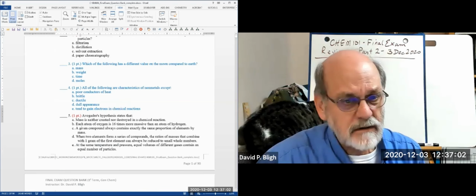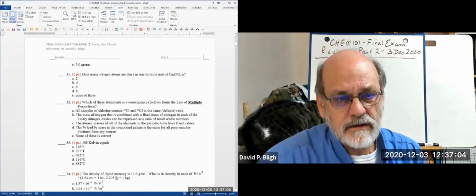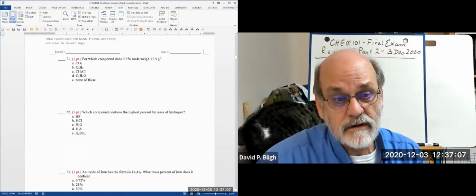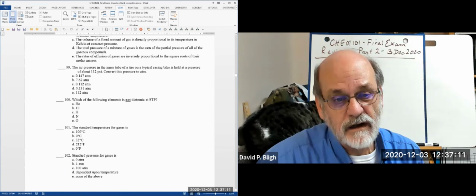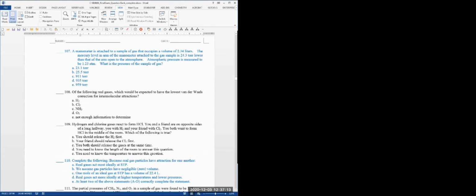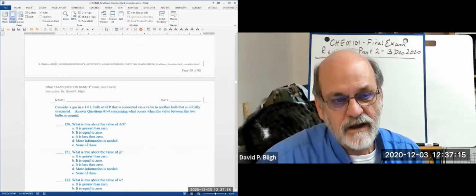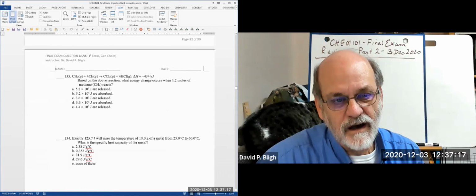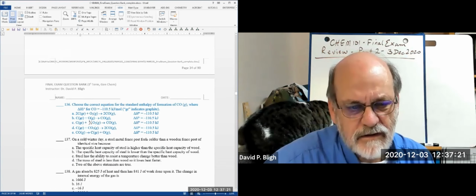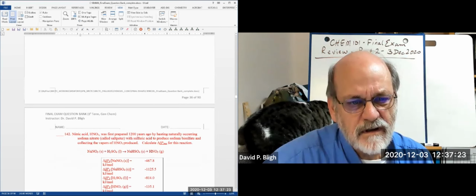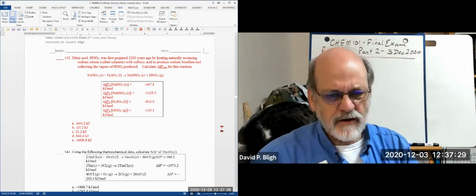Now, let's see. I marked my place in red, I believe. Just need to find it. I think it was like 138 or something like that. Okay. $136. There it is. Yes. Okay. Let's see. There's one.